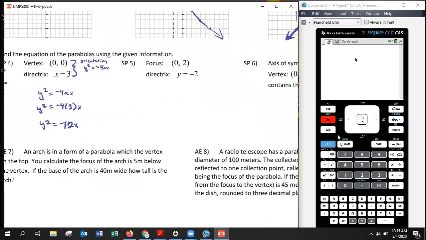Well, for problem number 5, I'm given my focus as (0, 2), and my directrix is y equals negative 2. So let's quickly graph this out. So there's my focus, and my directrix is down here. So that's y equals negative 2. Well, what does that tell me?